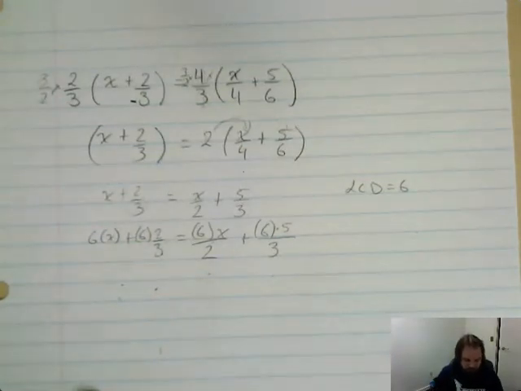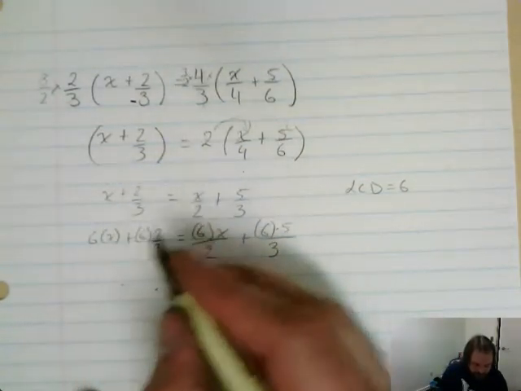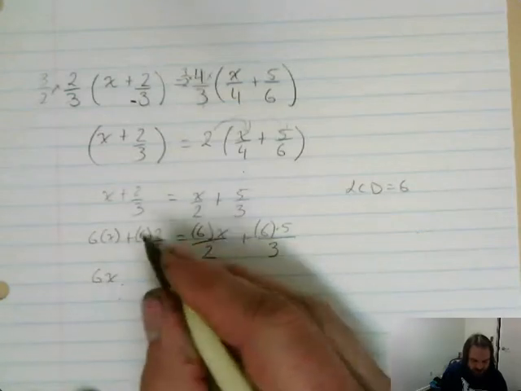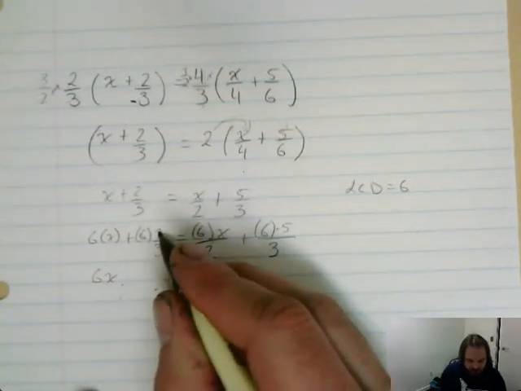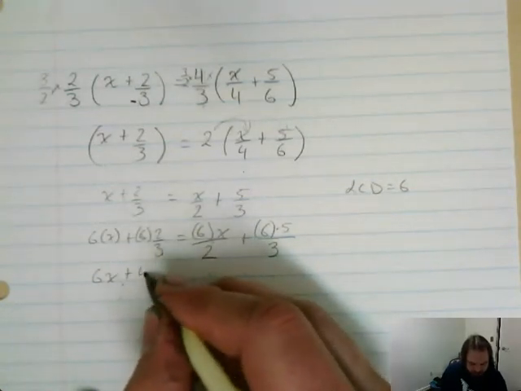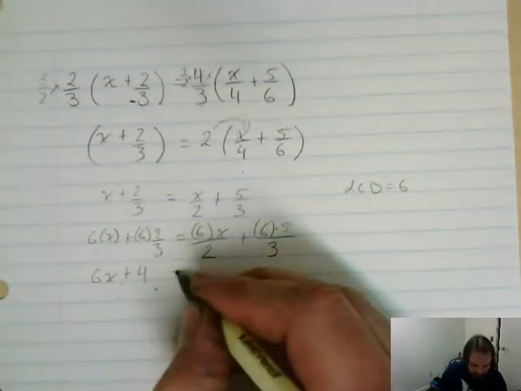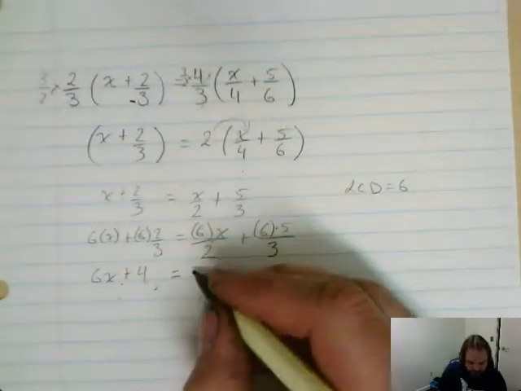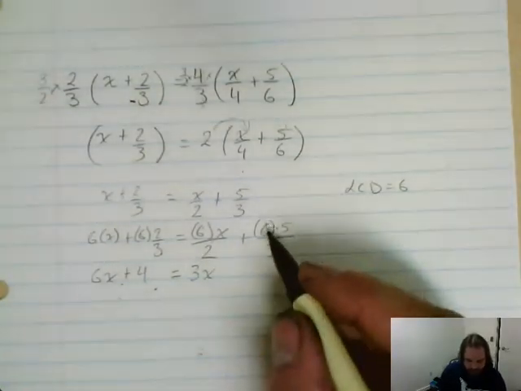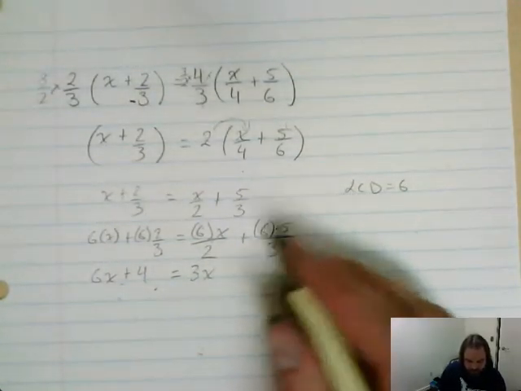Okay? Now we look at this here. 6 times x is 6x. 6 divided by 3 is 2, times 2 is 4. 6 divided by 2 is 3, so it's 3x. And then 6 divided by 3 is 2, times 5 is 10.